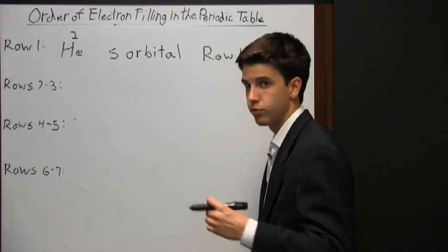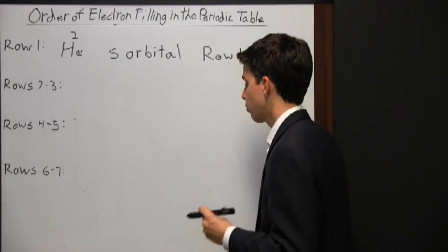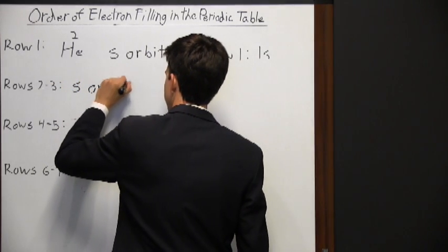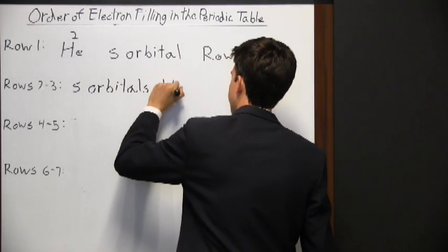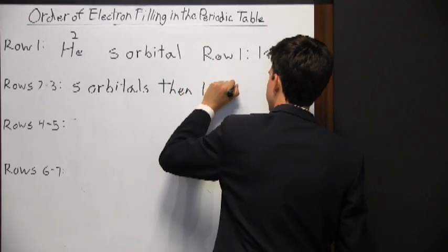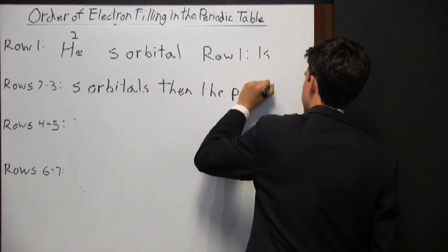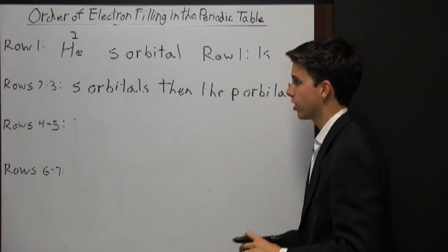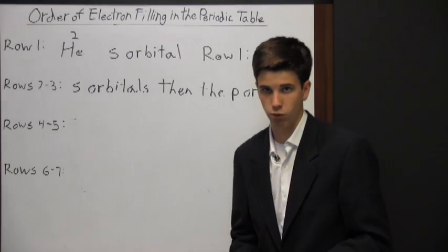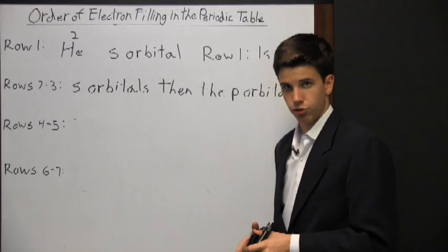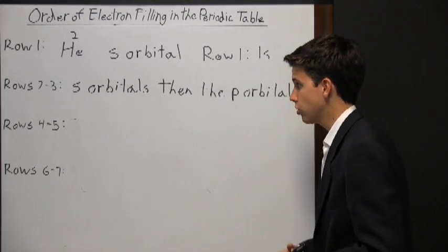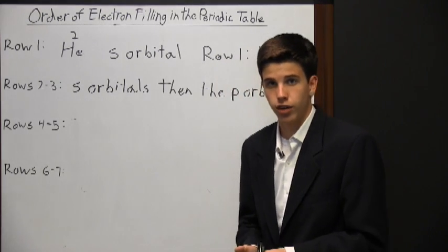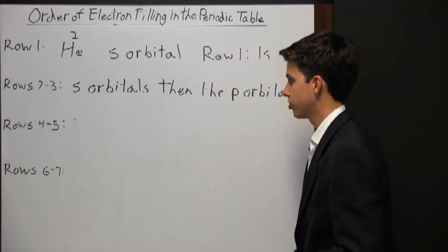Now, when you get to row 2 and to row 3, things get a little bit more complicated. It fills the s orbitals, then the p orbitals. Now, electrons want to be in the lowest energy state. That's why they start filling up the orbitals in energy level 1. Then they progress to energy level 2. Now, when they get to energy level 2, the electrons are first going to fill up the s orbital because it has a lower energy level than the p orbitals.